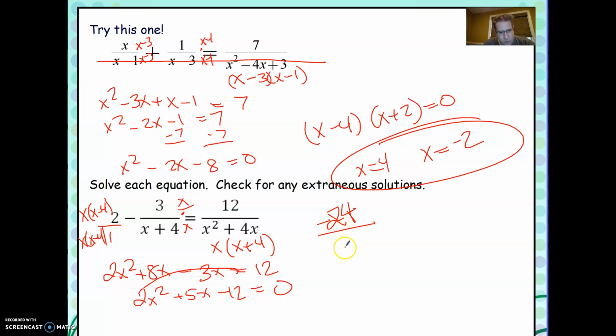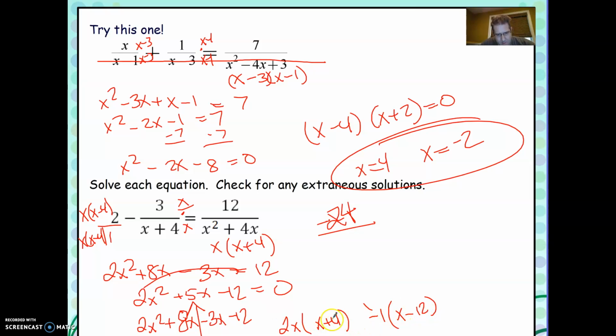So 12 and 2, that's not it. So 6 and 4 is not it. 8 and 3. So this is going to be split into 8x minus 3x. All right, so over on the left-hand side, that's going to give me 2x times x plus 4. On the right-hand side, it looks like it's just negative 1 times x minus 12. Oh, that's negative 12. So negative 3 factors out. Sorry, negative 3 factors out into plus 4.